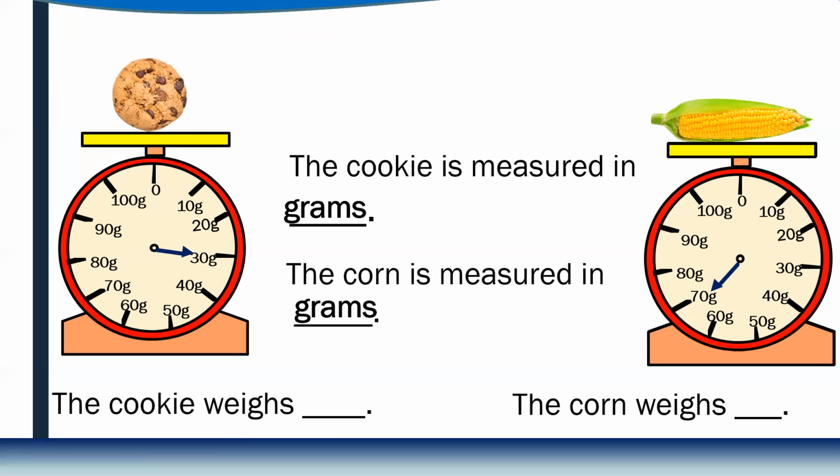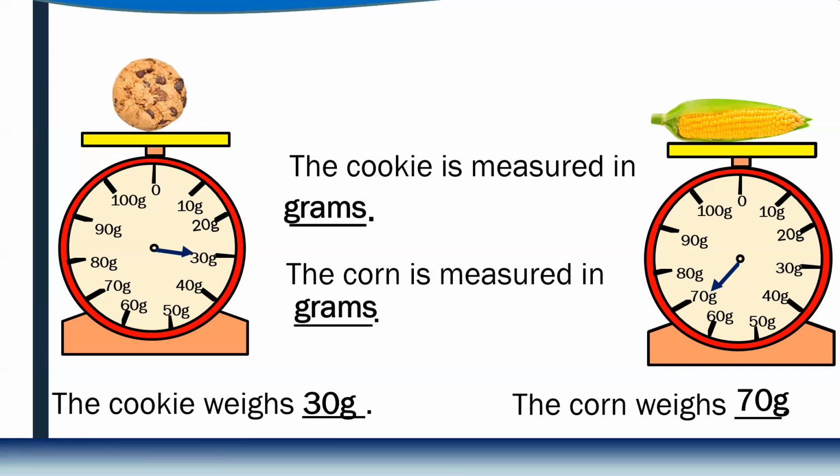I wonder if you could tell me how much the cookie weighs. And how do you know, boys and girls? Way to go, boys and girls. The arrow is pointing at 30 grams. So we say the cookie weighs 30 grams. And now for the corn. How much does the corn weigh? Great again, boys and girls. The arrow is pointing at 70 grams. So the corn weighs 70 grams.